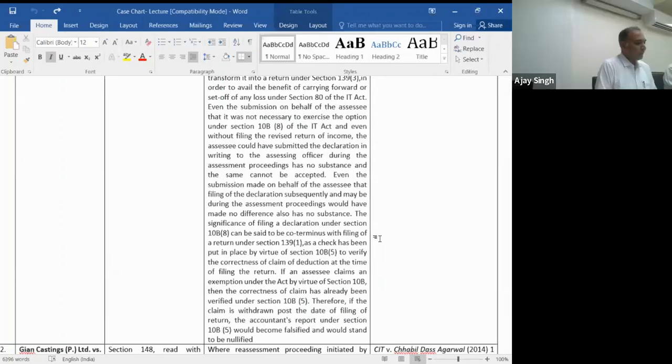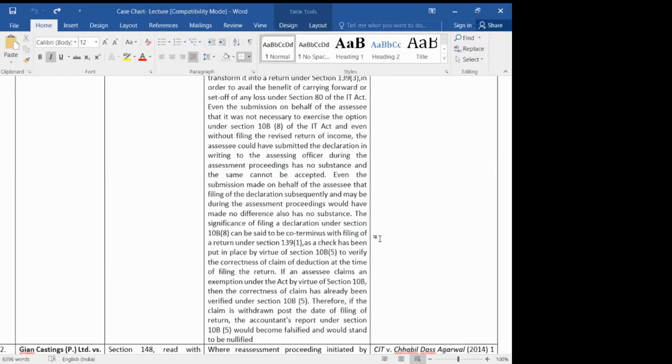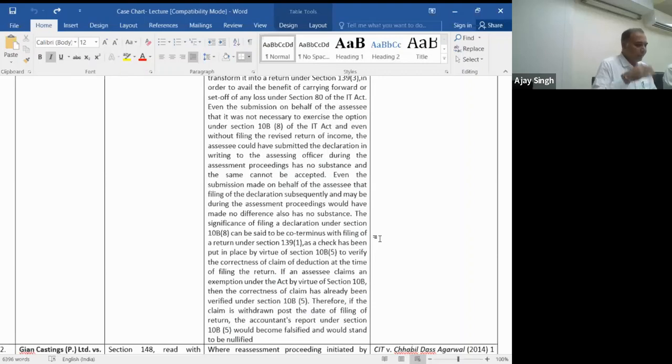So this argument of the SSC was also rejected. Even the submission made on behalf of the SSC that filing of the declaration subsequently, maybe during the course of assessment proceeding, would make no difference. The court held that this argument also has no substance.